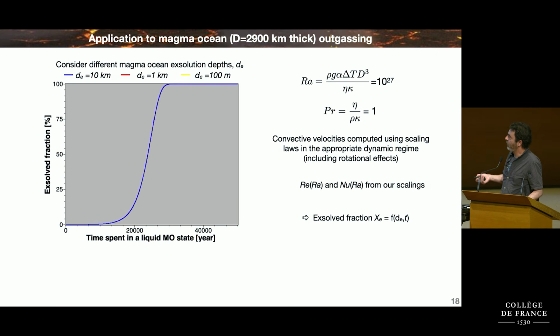So we use this expression to determine the exsolved fraction of volatiles in a magma ocean the size of the Earth's mantle. So this is a very high Rayleigh number, still low Prandtl number. And you can see the exsolved fraction of volatiles for a given exsolution depth. This is actually quite a high value of the exsolution depth. You would expect a much smaller value of the exsolution depth.